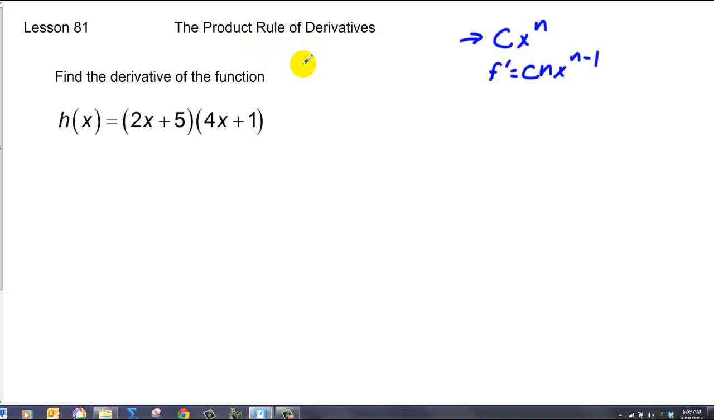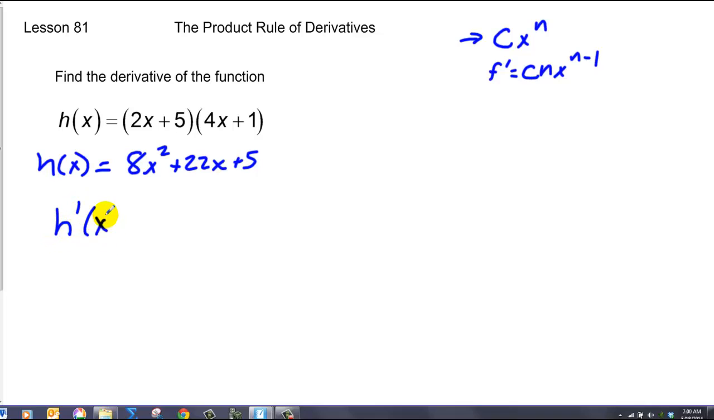when we have products of more than one function. So if I wanted to find the derivative, like I said, of this form, all I'd have to do is FOIL this out. I could get 8x squared, there's 2 and 20, which makes 22x, plus 5, that's h of x. And I could say, well, the derivative of that, because each term in this can be written as cx to the n form, get 16x plus 22 and be done. But once again, we're going to use a different technique to find this.